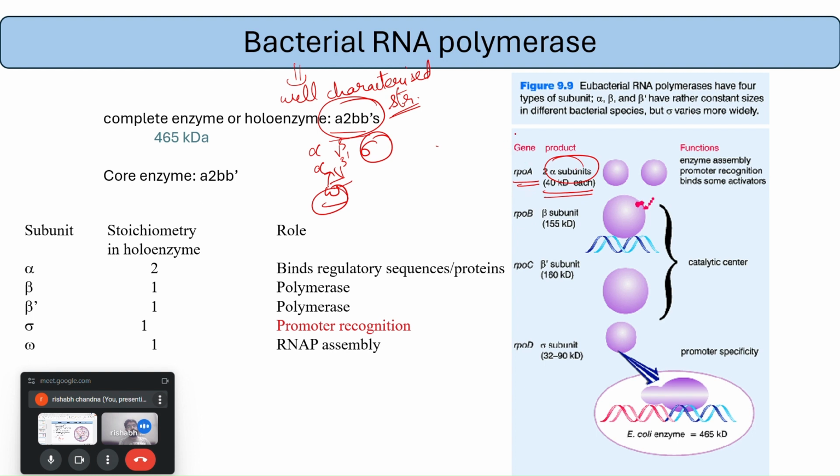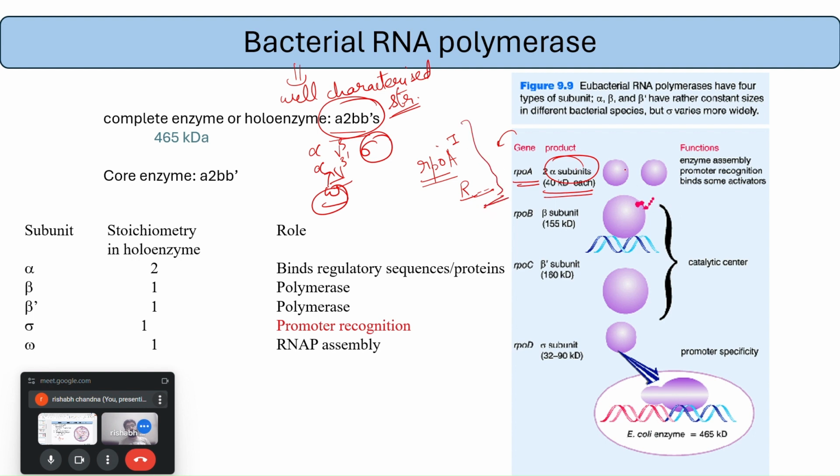Okay, so in the bacterial, prokaryotic system, we write the gene name in small letters and italicize it, and the protein name is written with the first letter in caps and the other letters in small. Okay, so this is the nomenclature we use to write these names.